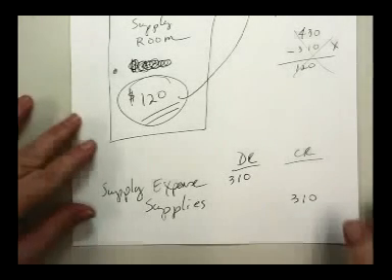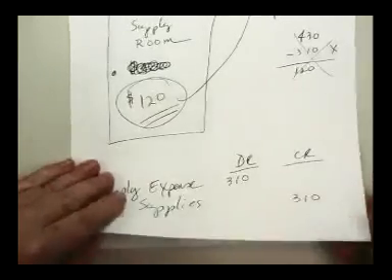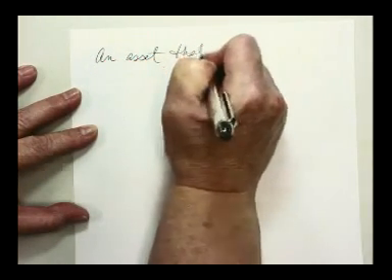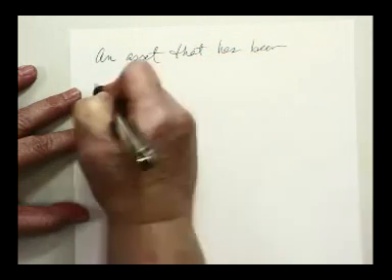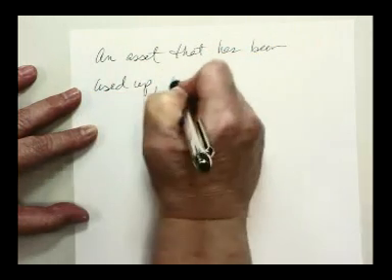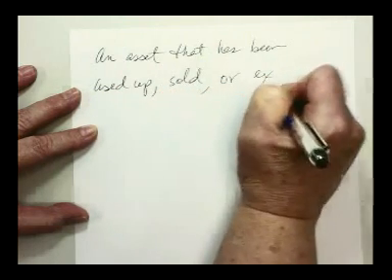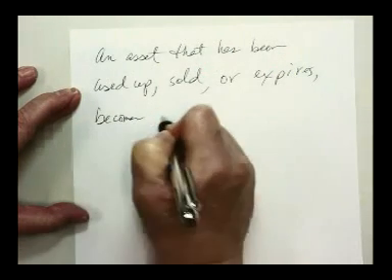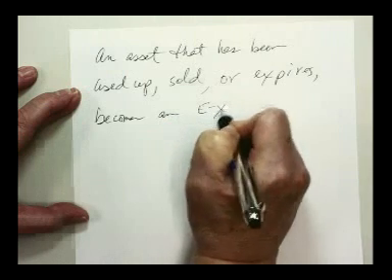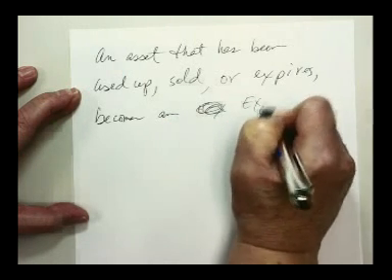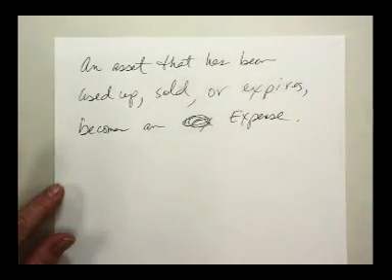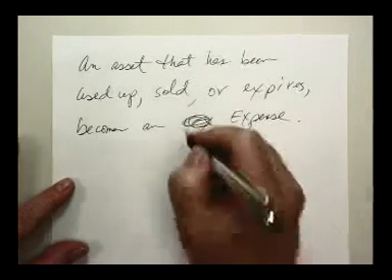And so I'm going to give you a sentence that hopefully resonates with what we just did, and we use it a lot in this chapter. An asset that has been used up, sold, or expires becomes an expense. Okay? An asset that has been used up, sold, or expires becomes an expense.